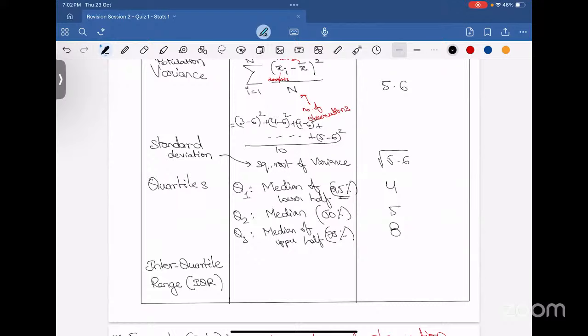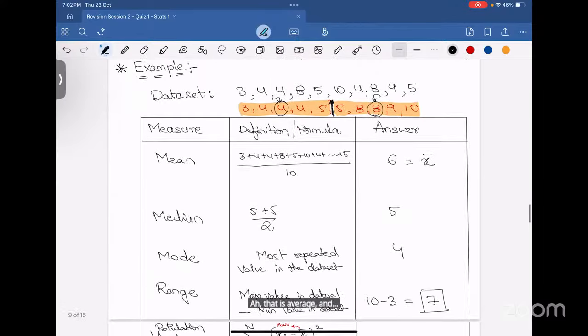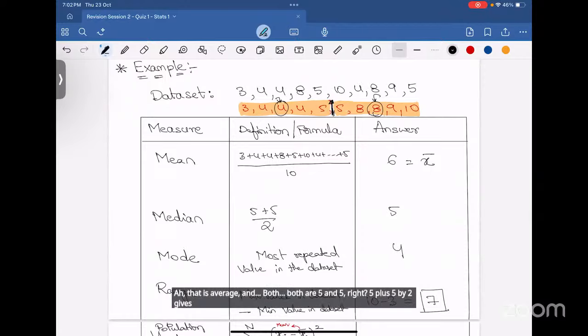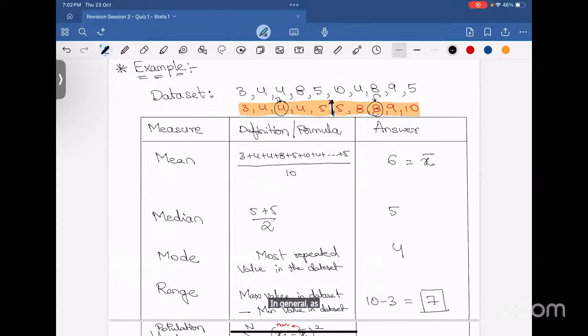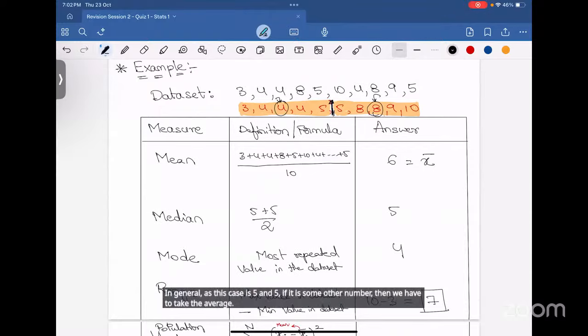Any doubts here? Is this okay? Yes, sir. Fine. Q1 is 5, basically, sir. Sorry? The Q2 is 5 or the average of those two? That is the average, and both are 5 and 5, right? 5 plus 5 by 2 gives us 5 only. In general, as this case is 5 and 5, if it is some other number, then you take the average, the mean of the two.